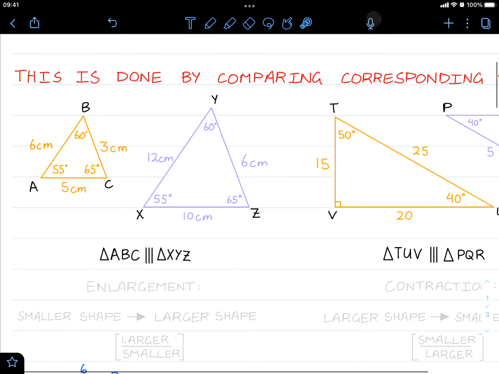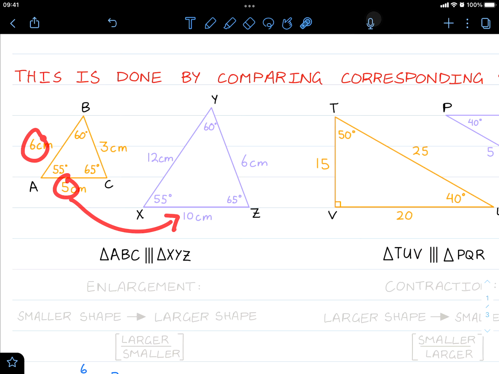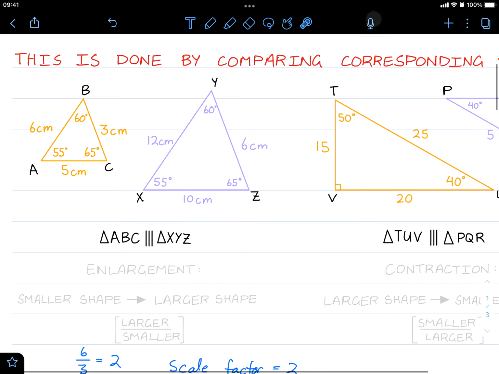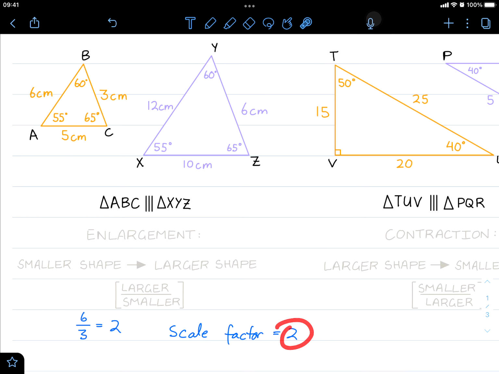You can check this. 3 times 2 is 6. 5 times 2 is 10. 6 times 2 is 12. So all three sides of this triangle have been multiplied by 2. This is an example of an enlargement.